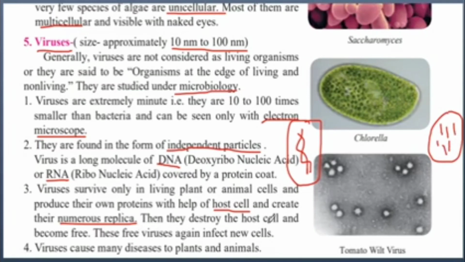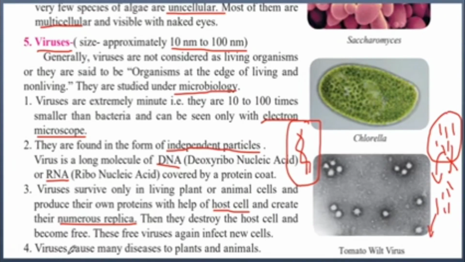Then, they destroy the host cell and become free. In order for these viruses to come out of the cell, they have to destroy the cell membrane of the animal cell. So, they destroy this animal cell and come out and become free as other viruses. These free viruses again infect new cells. So, these individual viruses can each infect other cells. Viruses cause many diseases to plants and animals. Because they break the cell membrane and destroy the animal cells, they can cause diseases in plants and animals.